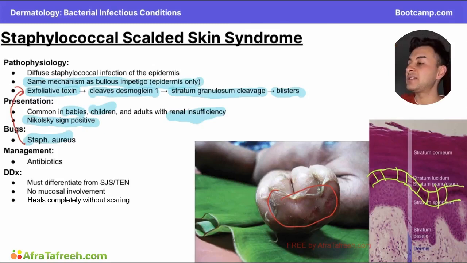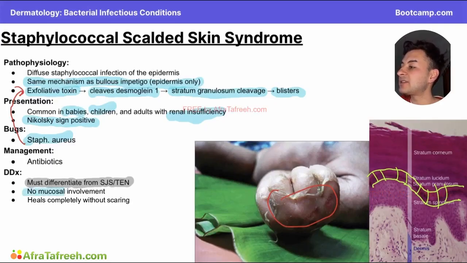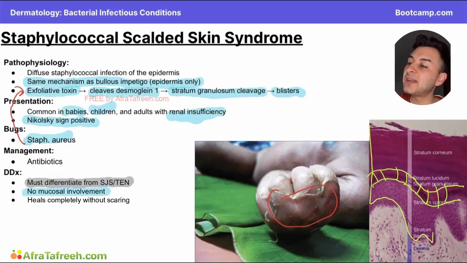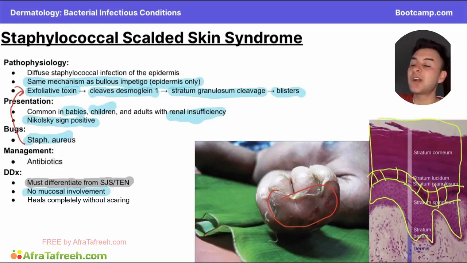However, in Stevens-Johnson syndrome, they will have oral involvement most of the time. So a good way to differentiate is that there is no mucosal involvement when we are talking about staphylococcal scalded skin syndrome. I want to mention that this disease process, even though it is horrible, it heals completely without any scarring. And that's because this is an infection that is solely limited to the epidermis. And the epidermis can take a lot of damage before it results in scarring.